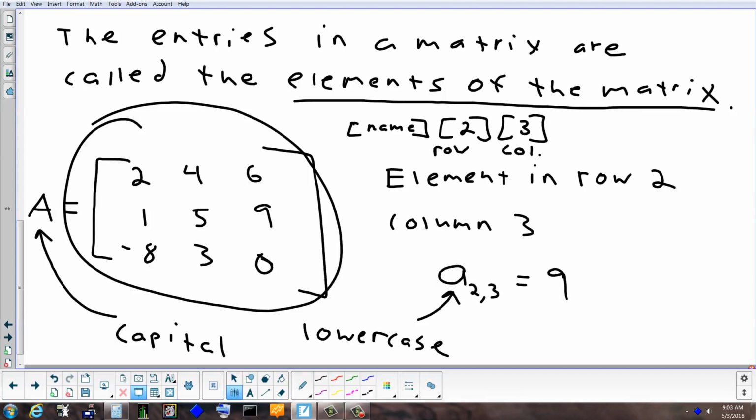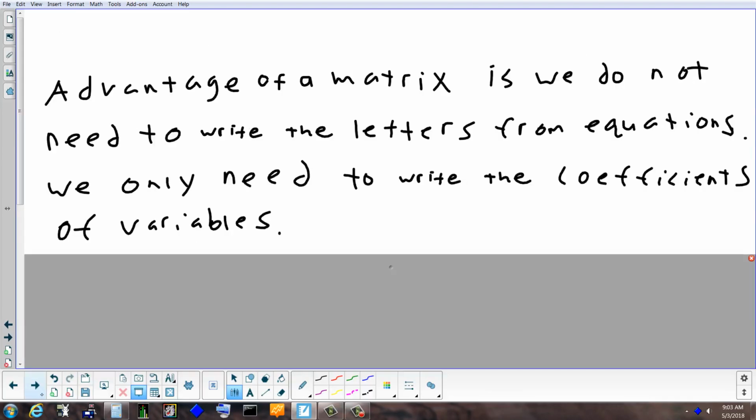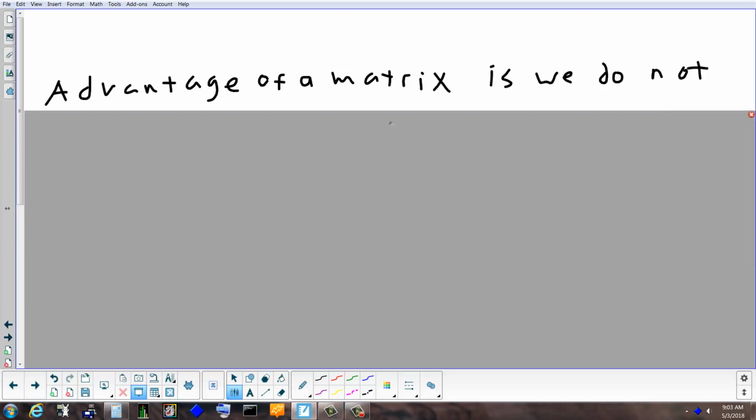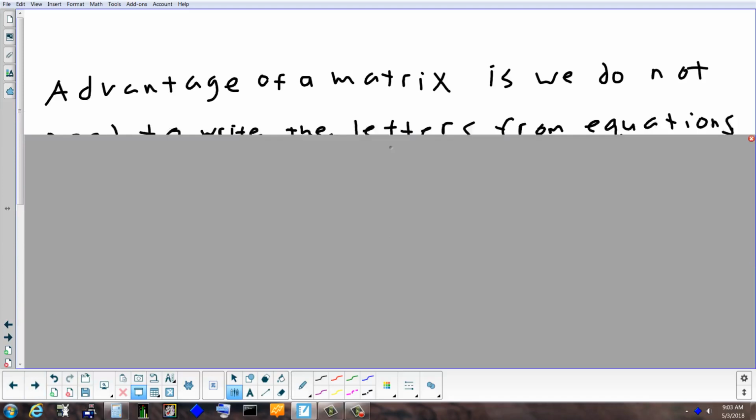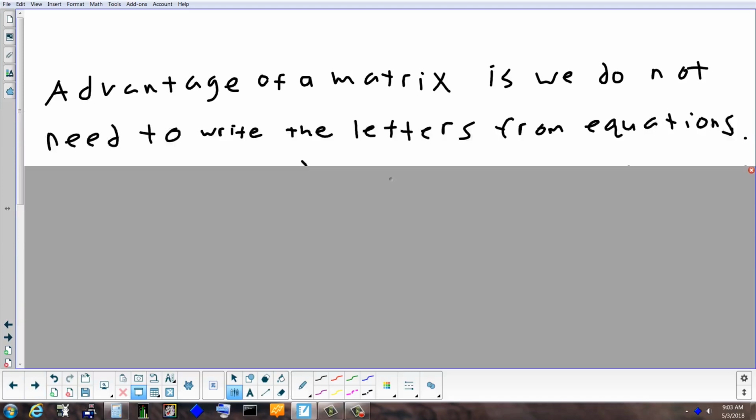All right, so let's keep going. We're calling it a matrix. A lot of times when you work with it on a computer, they call it an array. Same thing. But one advantage of using an array or a matrix is we don't have to write the letters when we're solving equations. So we're going to be using a matrix specifically as a short way of solving an equation. That's one of probably thousands of different things you can do with a matrix.